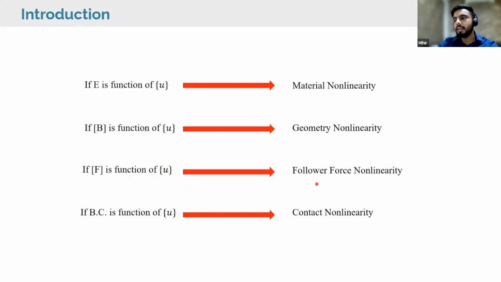So that will be the example of this. Then the last one is the boundary condition being a function of deformation. There, the contact nonlinearity. So that is how we can summarize the different types of nonlinearity based upon the situation.